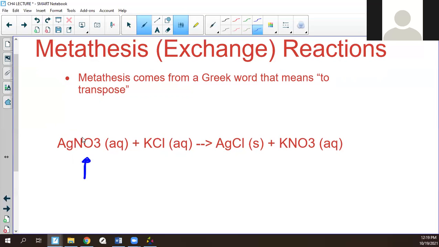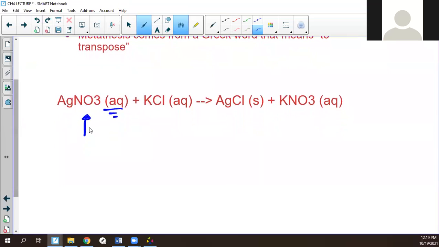So that means that this is always aqueous. But it really means, if this is aqueous, are Ag and NO3 together? No. So this is really a misrepresentation of what's really going on. If it's aqueous, it's really the silver ion and the nitrate ion in this solution. You with me on that?